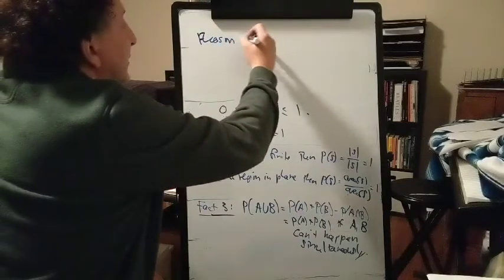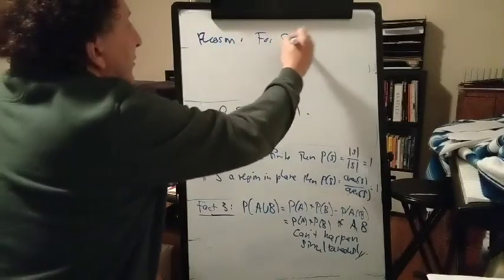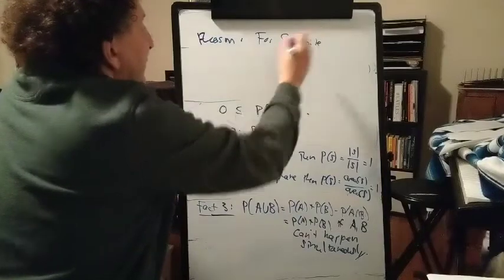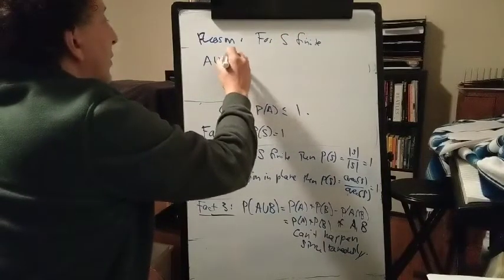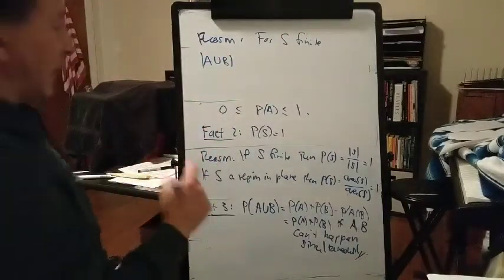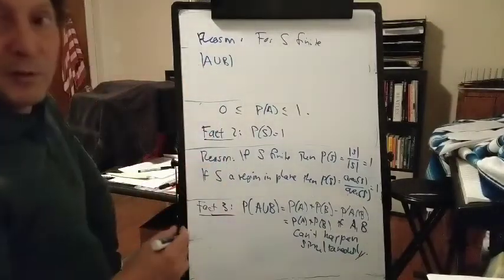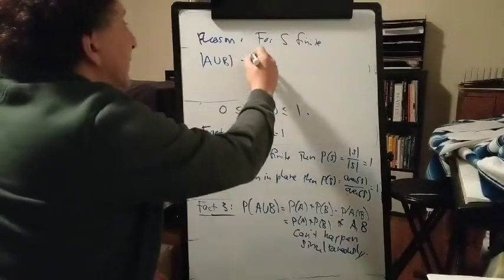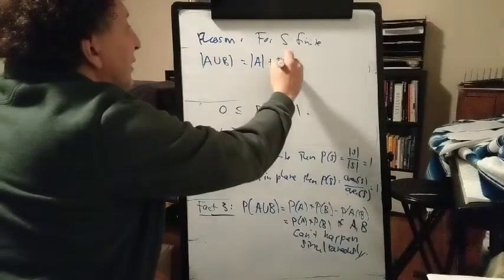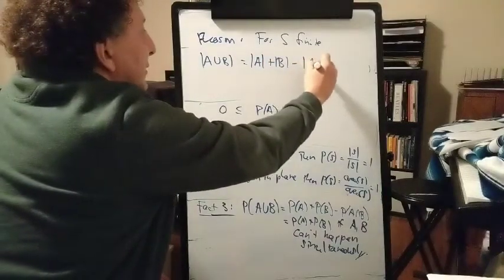The reason is, so first of all, for S finite, we know that the cardinality of A union B, that is the number of elements in the set A union B, is number of elements in A plus number of elements in B minus the number of elements in the intersection.